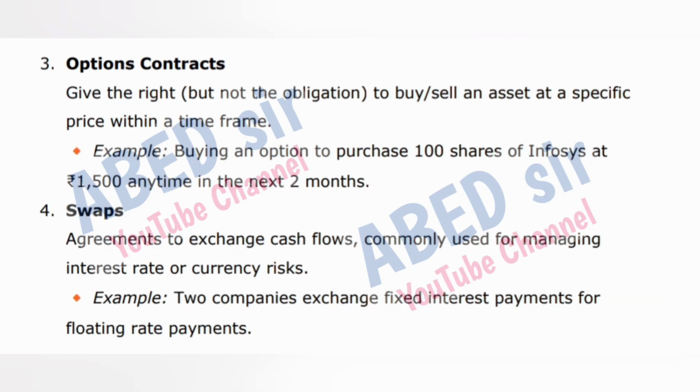3. Options contracts. Give the right, but not the obligation, to buy-sell an asset at a specific price within a time frame. Example, buying an option to purchase 100 shares of Infosys at 1500 rupees anytime in the next 2 months. 4. Swaps. Agreements to exchange cash flows, commonly used for managing interest rate or currency risks. Example, two companies exchange fixed interest payments for floating rate payments.